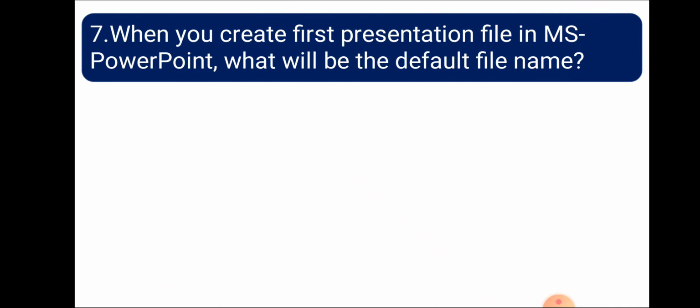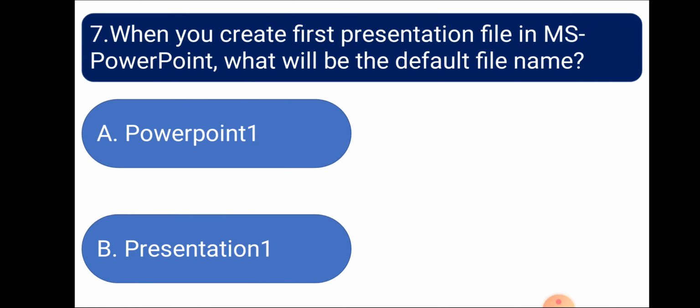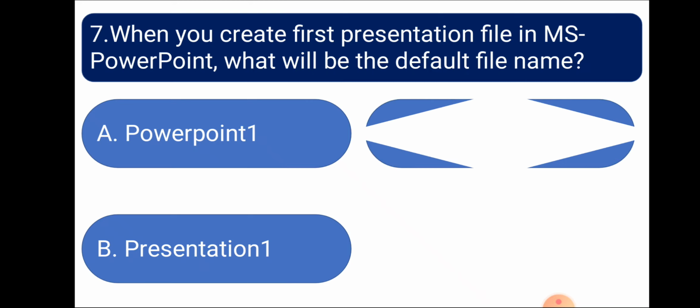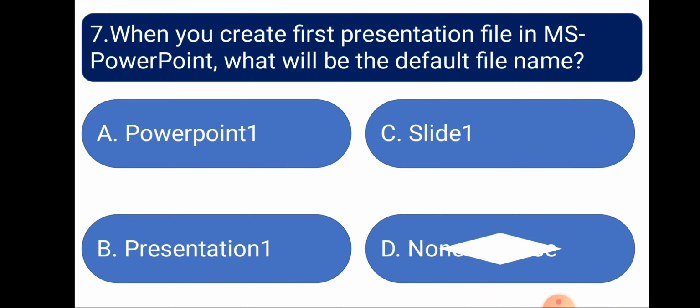Next question number 7. When you create first presentation file in MS PowerPoint, what will be the default file name? Option A PowerPoint 1, option B presentation 1, option C slide 1, and option D none of these. So correct answer is option B presentation 1.